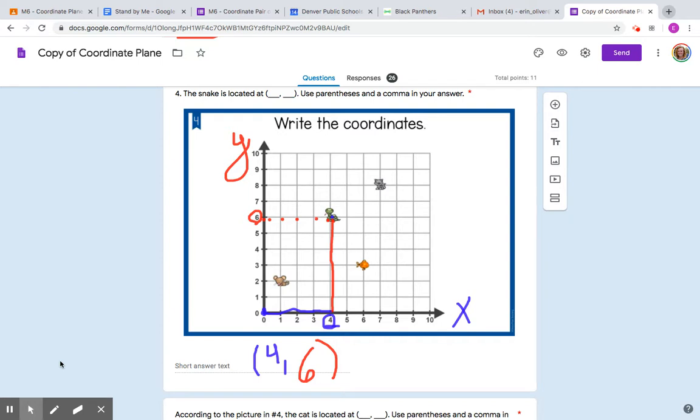Now a lot of you guys wrote it as a complete sentence using that sentence stem, and it counted you wrong. You're not wrong. I deeply apologize. That is a mistake. You guys should have gotten full credit. I apologize, 5th grade. You guys should have gotten full credit for saying the snake is located at 4, 6.